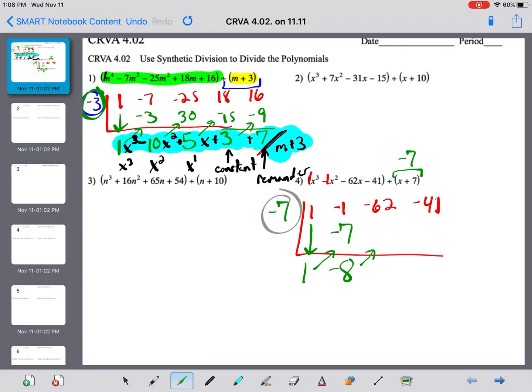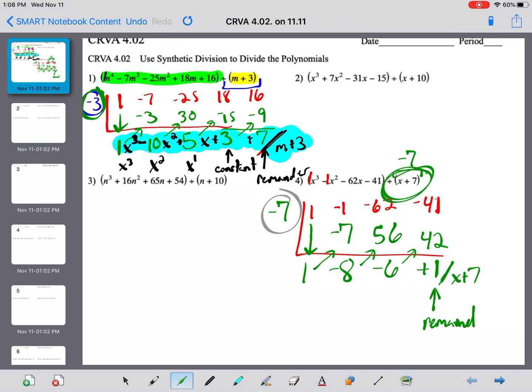Multiply that negative 8 by our multiplier of negative 7. You get positive 56. Add. You get negative 6 when you add. Multiply that negative 6 by your multiplier, you get positive 42. That makes a remainder of 1, folks. We are done with our machine. So this is our remainder. It's a positive 1, and we'll actually write it as 1 over x plus 7.